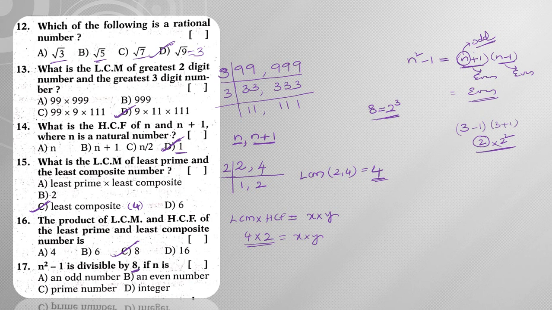If it is 1 also, then also it is divisible, because when you consider n is equal to 1, what we are going to get? We are going to get the value as 0. So 0 is divisible by 8. So clearly this n should be an odd number. Okay. Next, moving on to question number 18.